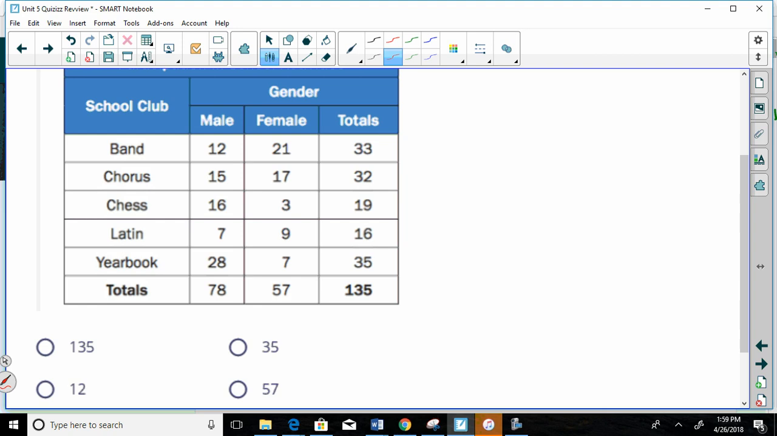What does joint frequency mean? Like your body, right? You could be standing up or sitting down or doing anything, but if you didn't have joints in your body, no. Joints are your main data that you collect. So all of this would be your joint frequencies, all your data that you collected.